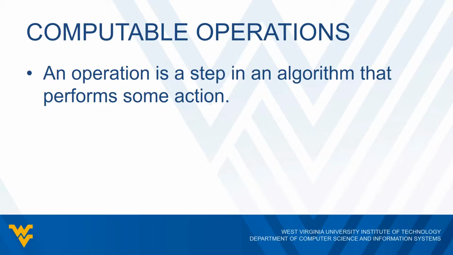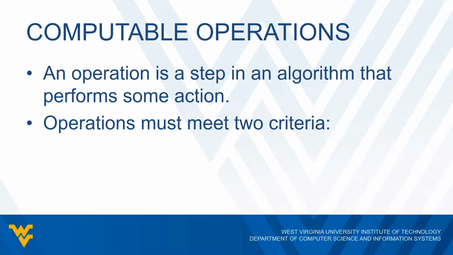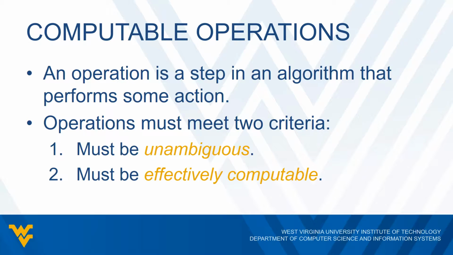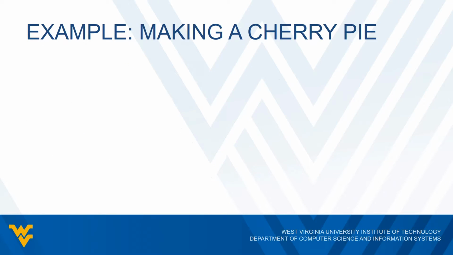The answer to these questions is that the operations in our algorithm have to meet two different criteria. The first one is that these operations have to be unambiguous. And the second one is that they must be effectively computable. To illustrate this, let's take a look at a possible algorithm for making a cherry pie.